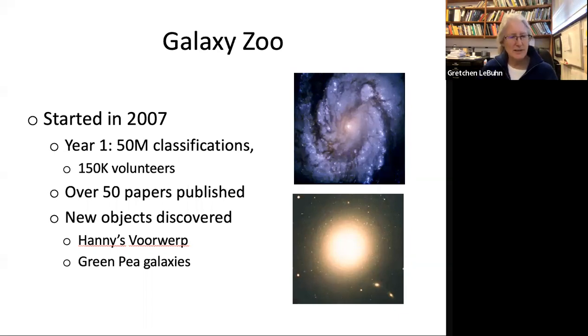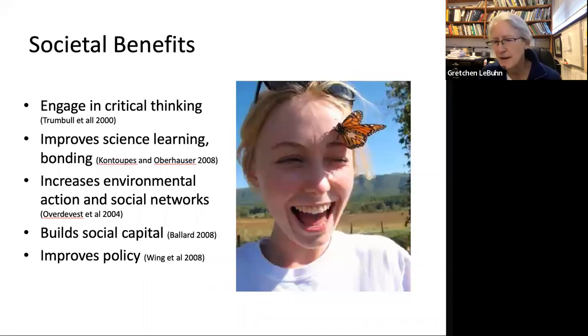So the contributions to science have been huge, but there also have been real societal benefits. And there's a cottage industry that's sprung up looking at sort of what are the benefits of getting classrooms and people involved in community science. And folks have shown that it improves critical thinking, it improves science learning and bonding, it improves environmental action, it builds social capital, it improves policy. There are lots of big benefits.